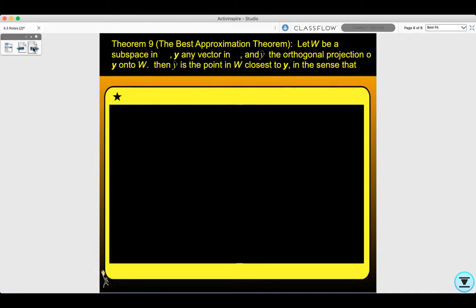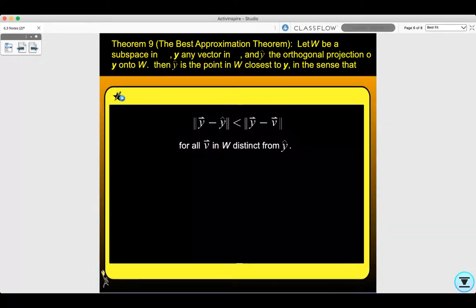Let's look at Theorem 9, the best approximation theorem. Let W be a subspace in Rn, vector y is any vector in Rn, and y hat the orthogonal projection of y onto W. Then y hat is the point in W closest to vector y, in the sense that the distance between y and y hat is less than the distance between y and v, for all v in W distinct from y hat.